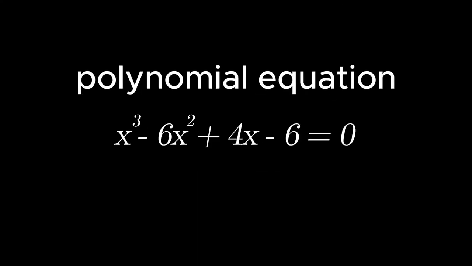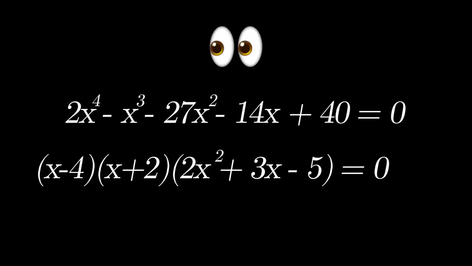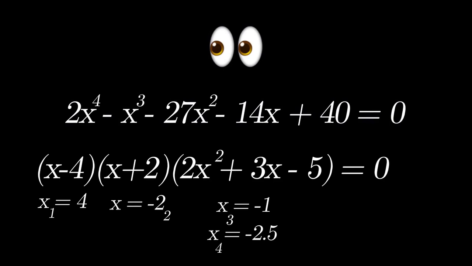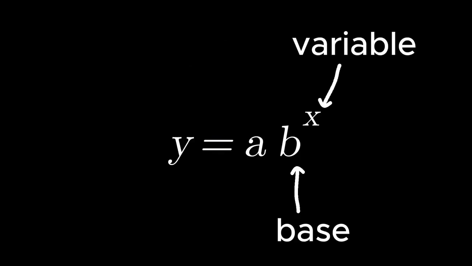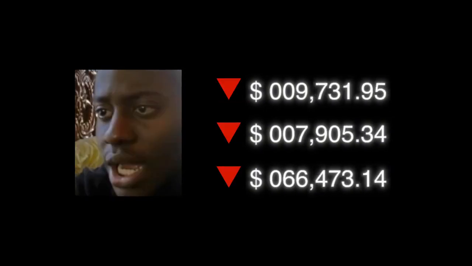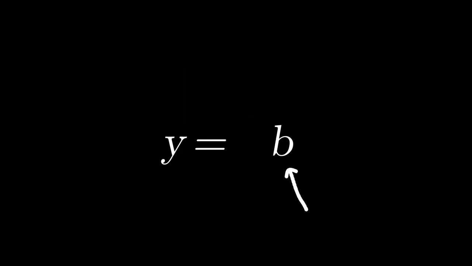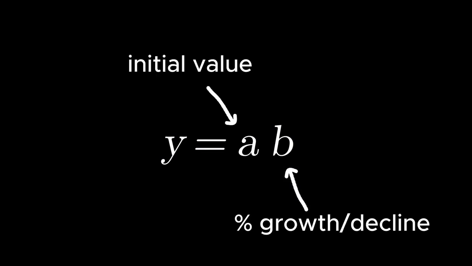Now, when it comes to the polynomial equation, things can get weird. Except if you're 4 steps ahead and see that we actually can factorize the equation and again solve each of them separately. Oh yeah, did I mention that there are also equations that have a constant, or as they say, a base raised by a variable? They're called exponential equations and tell us how a starting value grows or declines exponentially at a certain rate. The base of the formula tells us the rate of growth or decline. The constant tells us the initial value, and the exponent tells us for how long it grows.